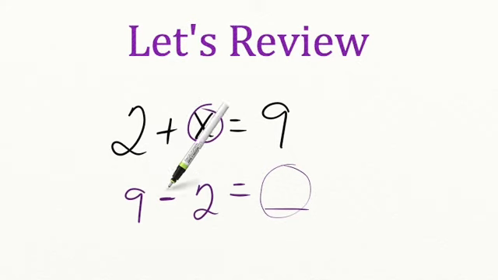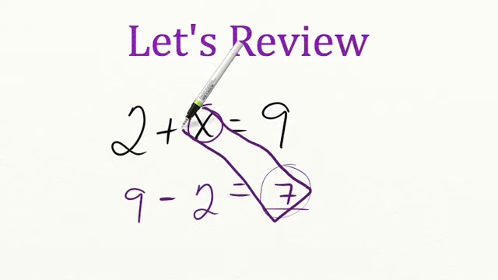So we know that 9 minus 2 equals 7. We also know that 2 plus 7 equals 9. So we know that x equals 7.